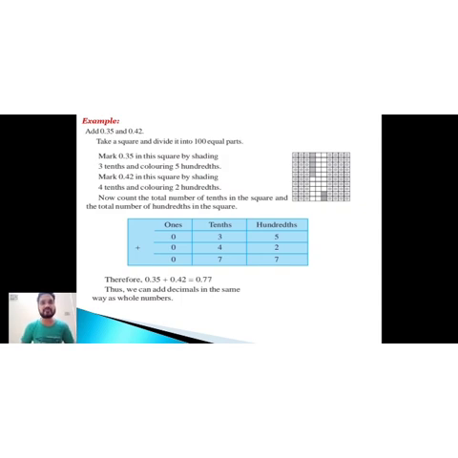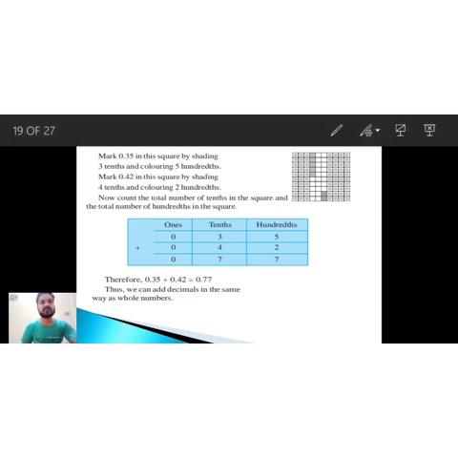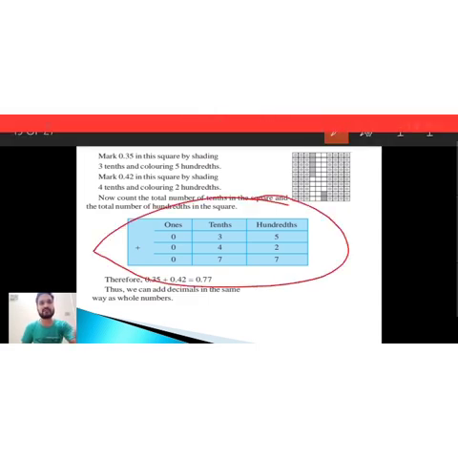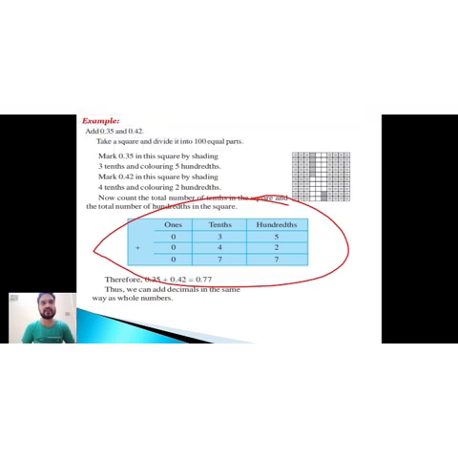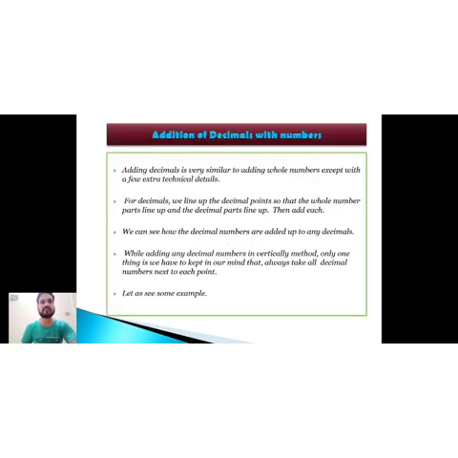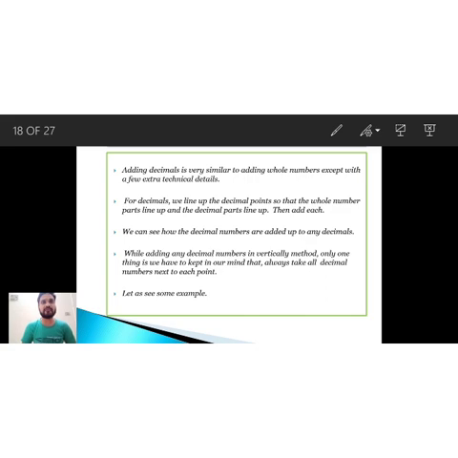The first step is we have to write the numbers point to point. Now we have to add extra zeros, or we simply add. So we have to add 0.35 and 0.42. So we just write in this box: 0.35, 0.42, 0.77. Now addition of decimals is very similar to addition of whole numbers, as we know.